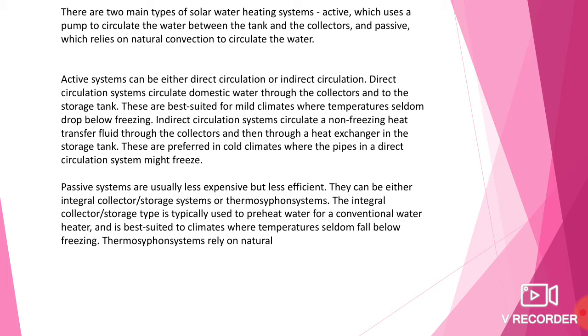Indirect circulation systems circulate a non-freezing heat transfer fluid through the collector and then through the heat exchanger in the storage tank. These are preferred in cold climates where the pipes in a direct circulation system might freeze.